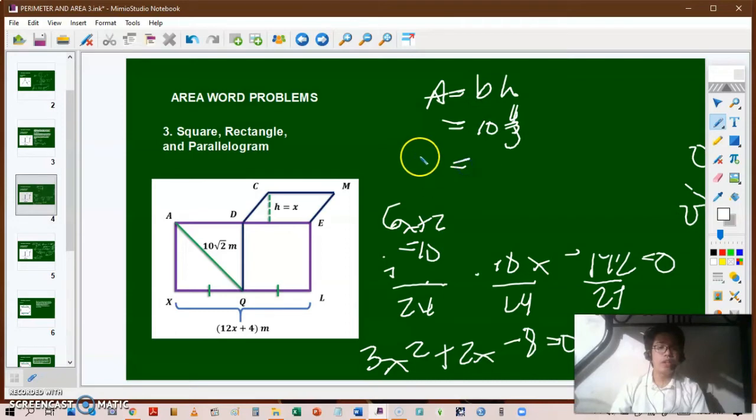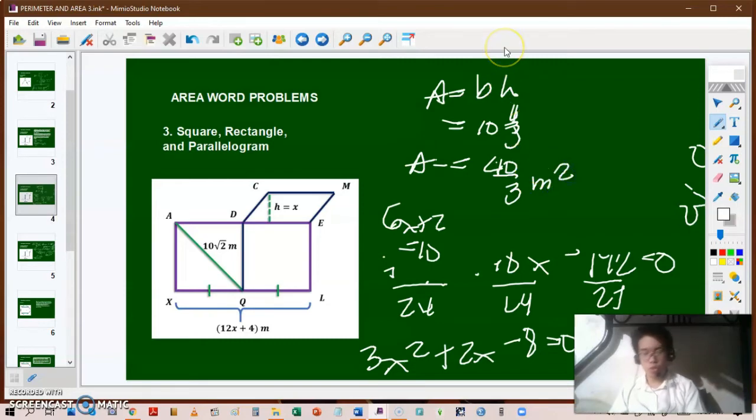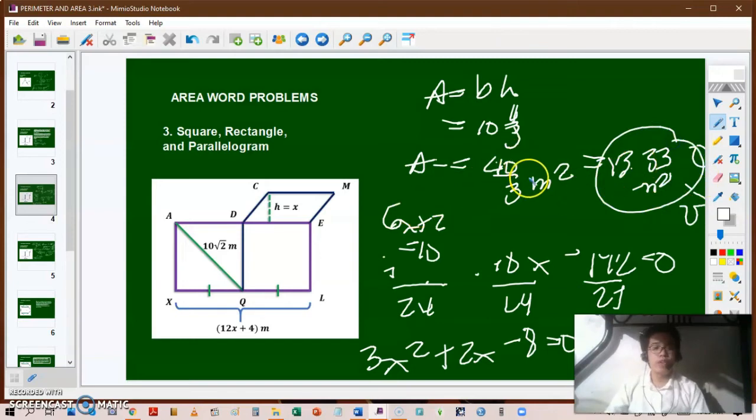Okay, so the area of the parallelogram that we have here is actually 40/3 meters squared. Or if we divide 40 by 3, in decimal, that's 13.33 meters squared. So this is the area of the parallelogram.